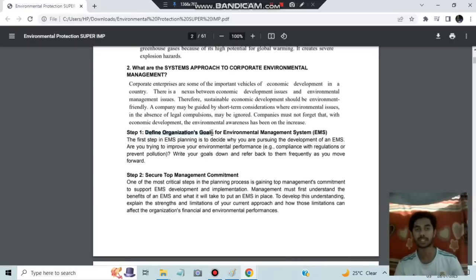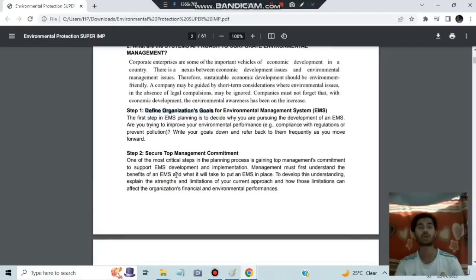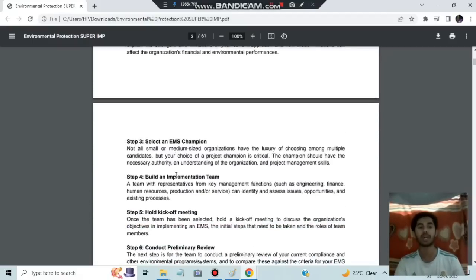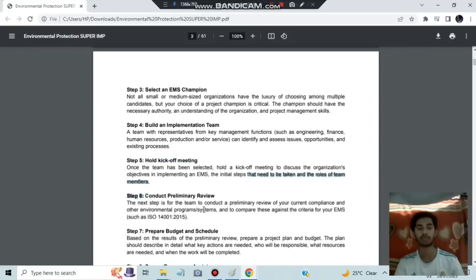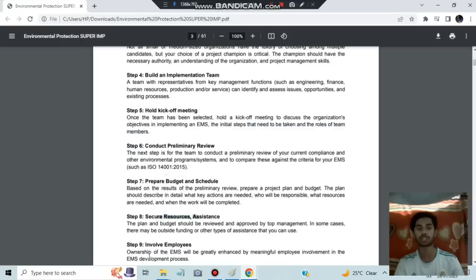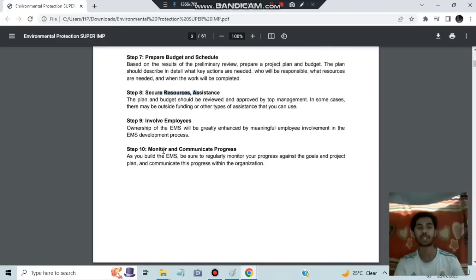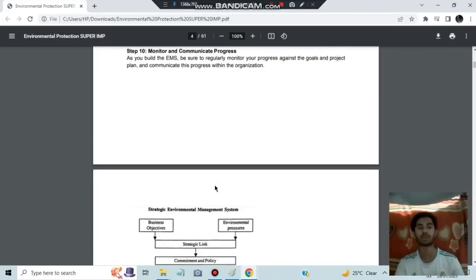Define the organization's goals. First, you have to define that. Then secure the top management commitment. Talk with the top management about what has to be done, and select an EMS champion. Build an implementation team. Hold a kickoff meeting. Conduct a preliminary review. Prepare budget. Secure resources. Involve employees. Monitor and communicate progress. In this way, you will be able to manage the environment. Basically, you have to write about that.